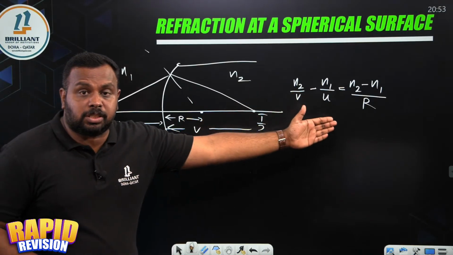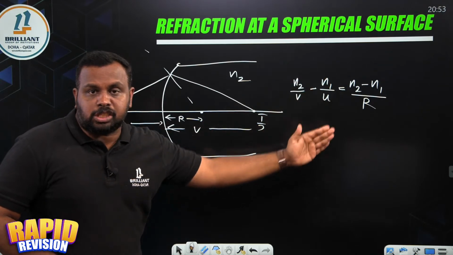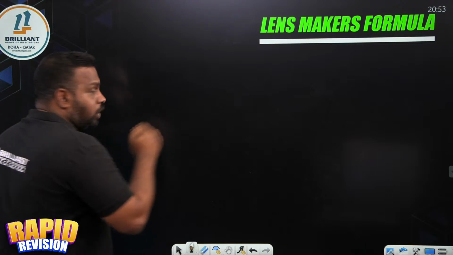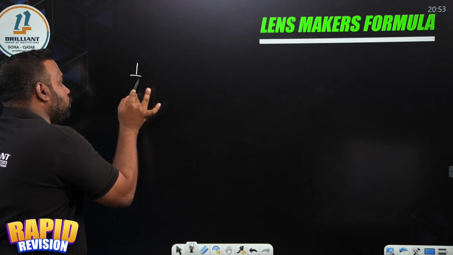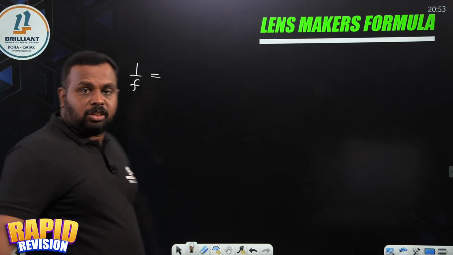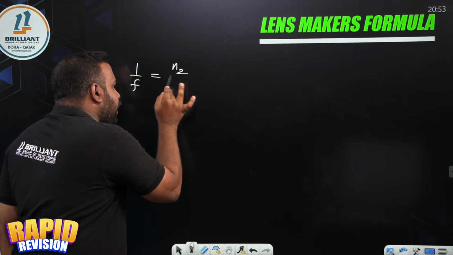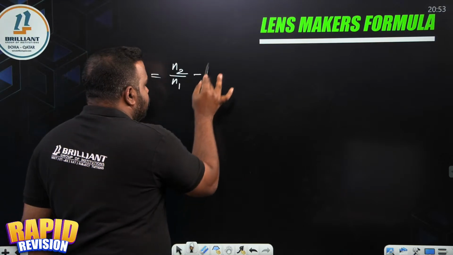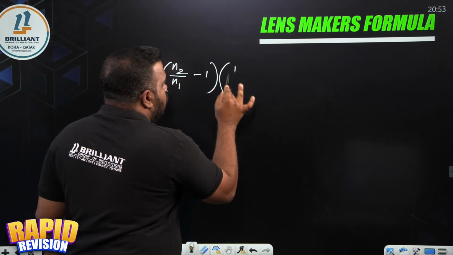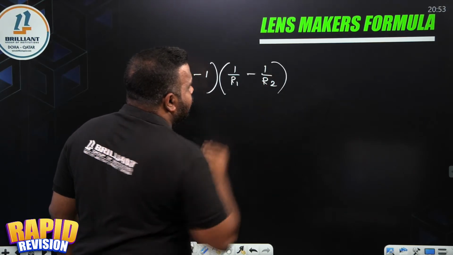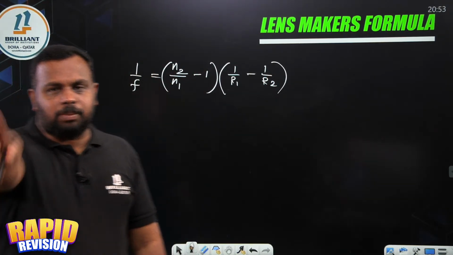The starting step is this formula only. Based on this formula we are deriving the lens maker's formula. And what is the lens maker's formula? 1 by f is equal to n2 by n1 minus 1 into 1 by r1 minus 1 by r2, where f is the focal length of the lens.